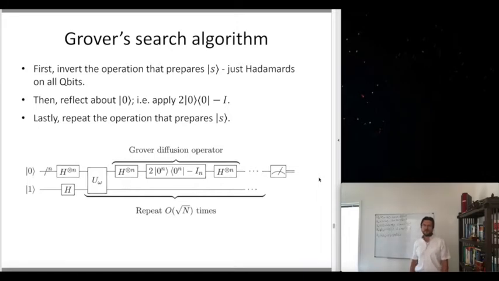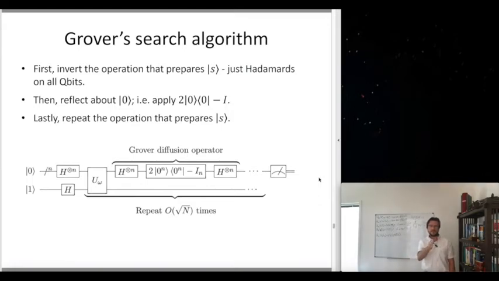First, we invert the operation that prepares S, which is just Hadamards on all qubits. And then we reflect about 0. For example, apply the outer product of that 0 minus I, and just to remember how you calculate that. So you have your column vector here, and you have your row vector here, your bra, which is that one. So, and if you execute that, this is the result matrix of this one here, right? So this is how you apply it. And lastly, repeat the operation that prepares S.